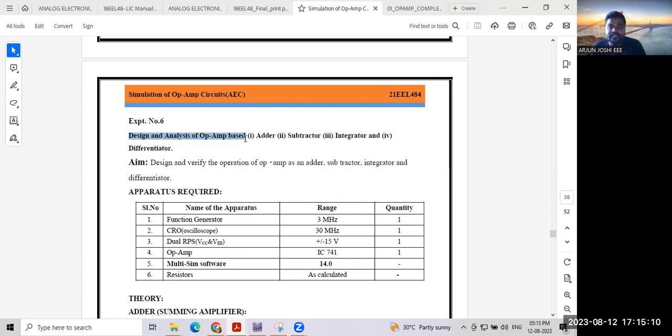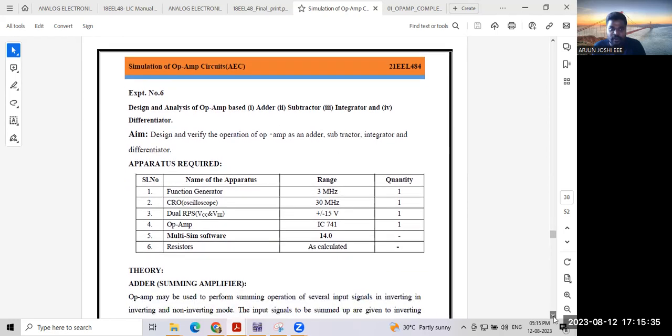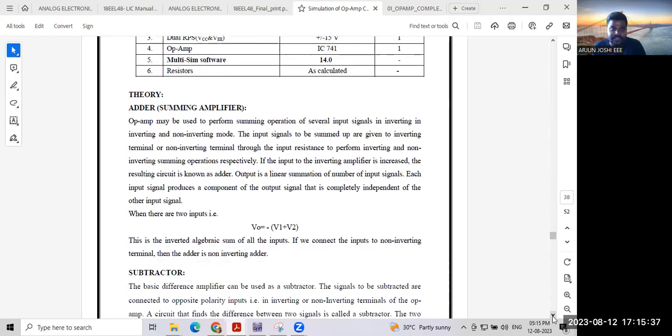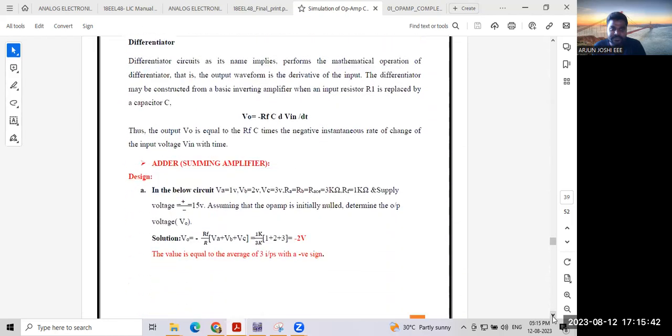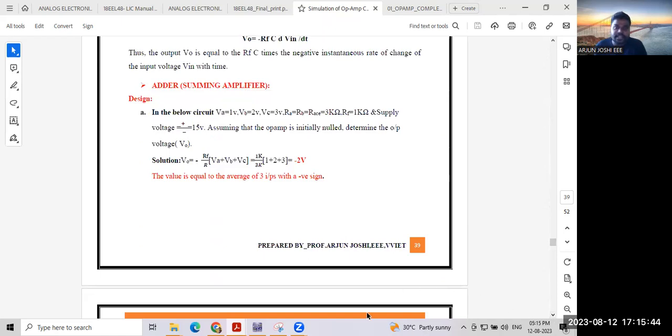Here we need to discuss around 4 experiments: the adder, that is a summing amplifier, and second, the subtractor, and then the integrator, and then the differentiator. We need to understand, discuss, and simulate 4 experiments in experiment number 8: adder, subtractor, integrator, and differentiator. We know the aim, operators required, and theoretical concepts, design, everything is the same.